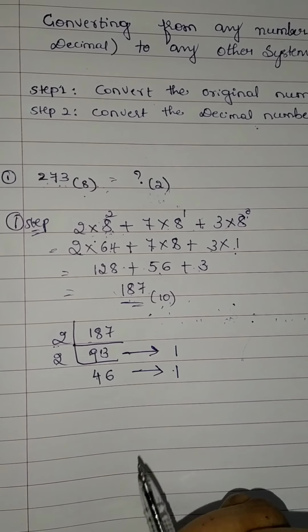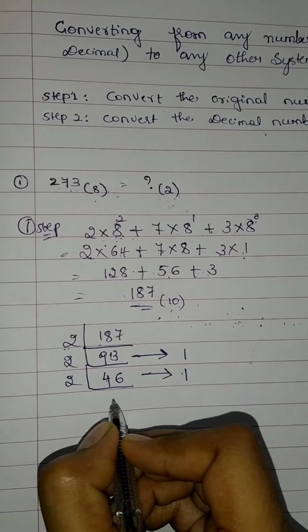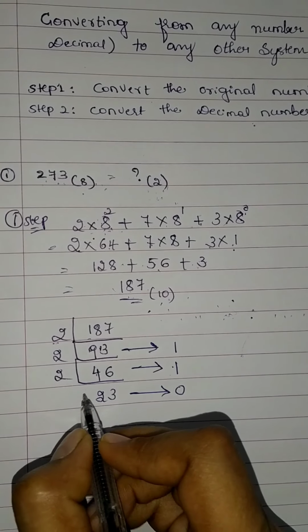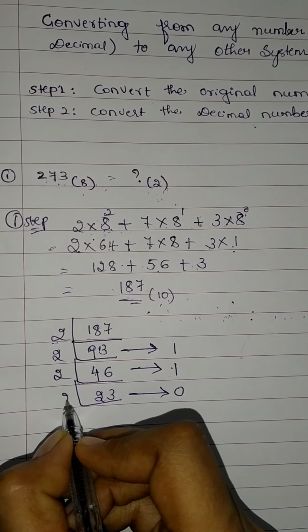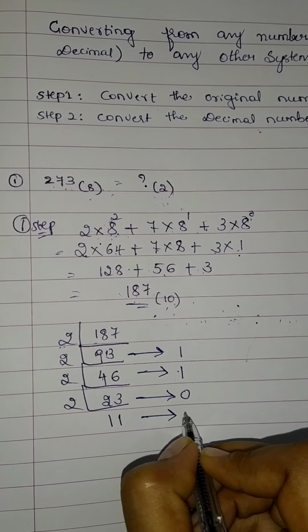Then the remainder will be 1. Again, 2 2s are 4, then 2 3s are 6. We are left with 0. Okay, the remainder will be 0. Again, 2 1s are 2, then 2 1s are 2. The remainder will be what? 1.